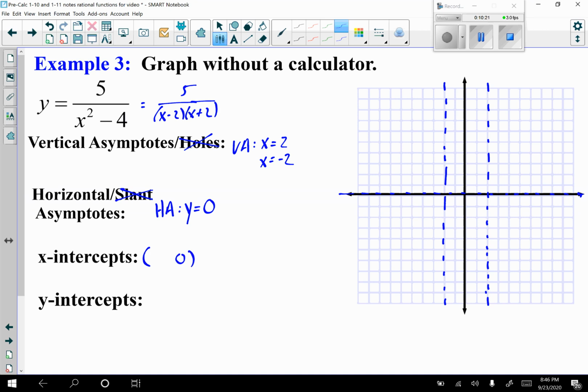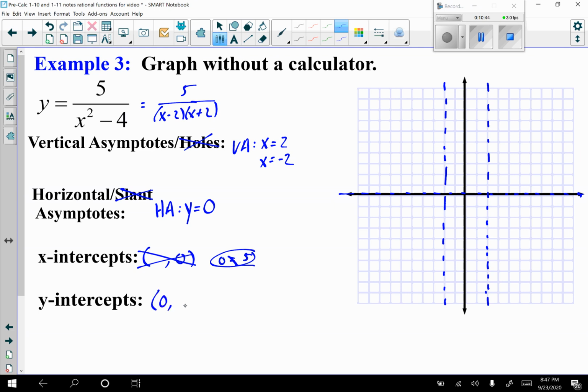X-intercepts. We got to plug in 0 for y, and we say 0 equals 5 over stuff. Remember, it's only the numerator. 5 never equals 0. So that means no x-intercepts. Kind of makes sense with what we think with that horizontal asymptote, but we'll see some weird things going on later in other problems. So 0 can never equal 5, no x-intercepts.